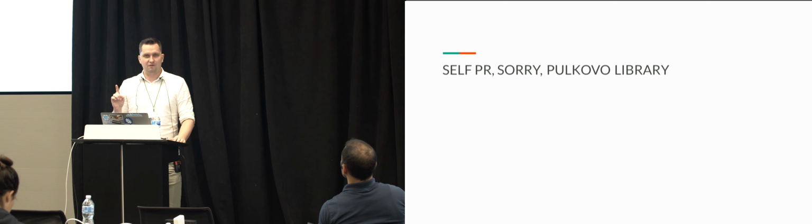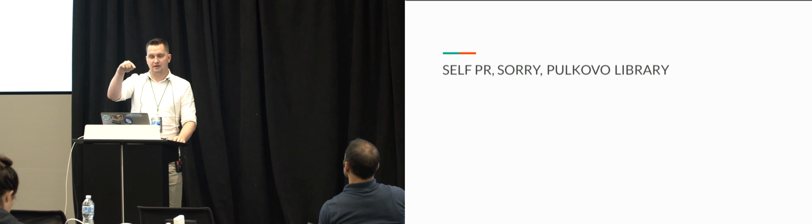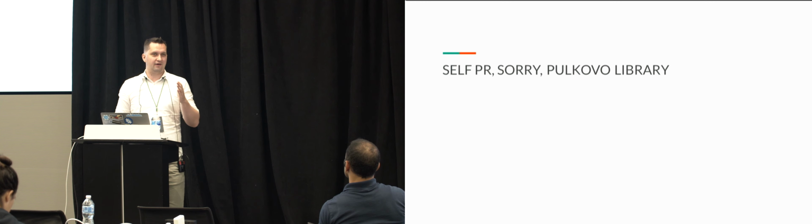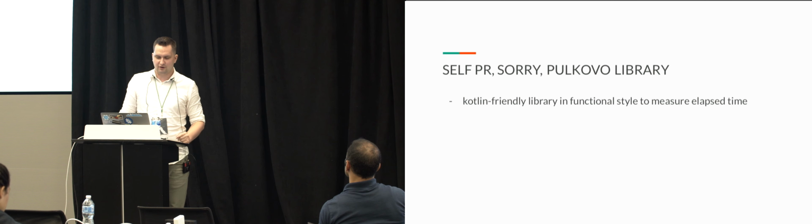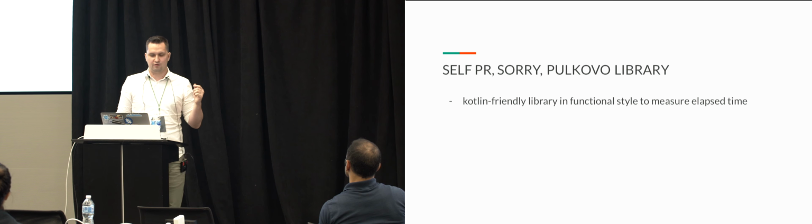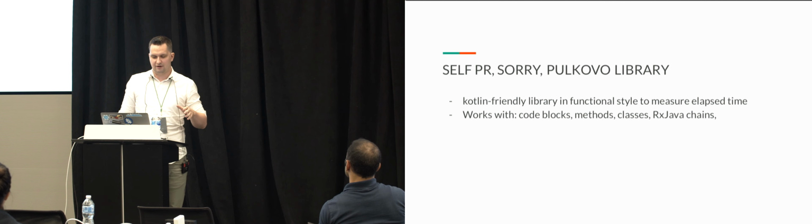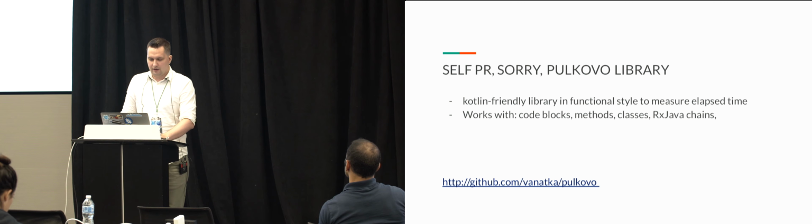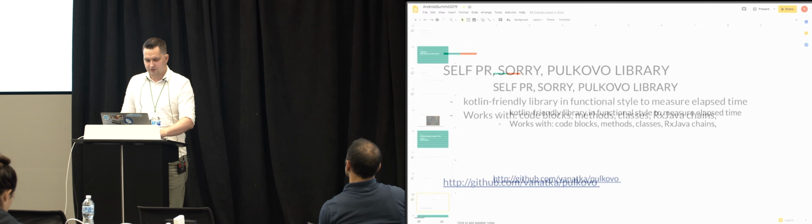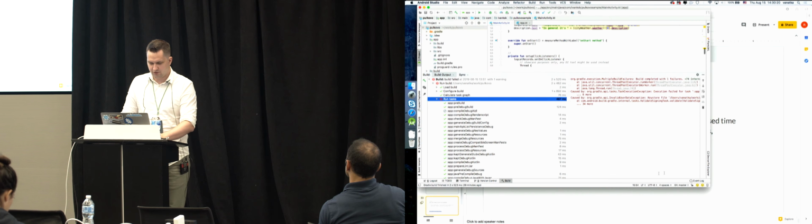And technically, in Pulkova there is a Pulkova meridian, and all time in Russia, technically, is measured from that Pulkova meridian. So the Pulkova library is a Kotlin-friendly library to measure elapsed time for things like code blocks, methods, classes, RxJava chains. It is available at that URL, and let me just show you how it works.